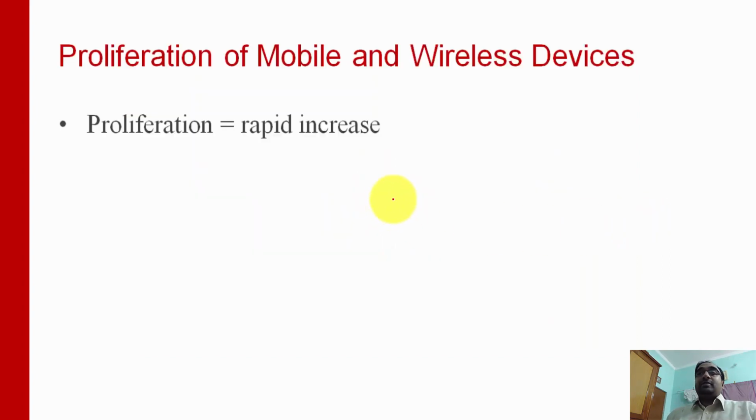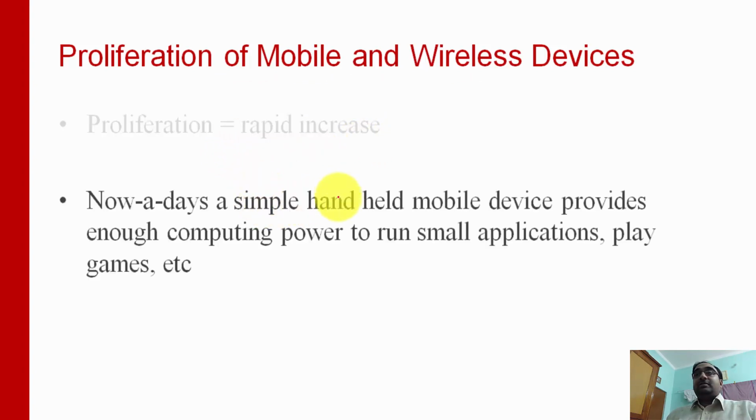And then we are moving to the next topic, proliferation of mobile and wireless devices. So proliferation, in the sense of rapid increase. So a simple handheld mobile device provides enough computing power for running small applications, games, and everything. You can browse the internet, you can have chatting applications like WhatsApp, or you can have Slack. You can use payment applications like Google Pay, Phone Pay, etc. Your mobile acts as a mini computer. That is why many people are purchasing mobile phones and using them to access the internet, making payments, playing games, etc.